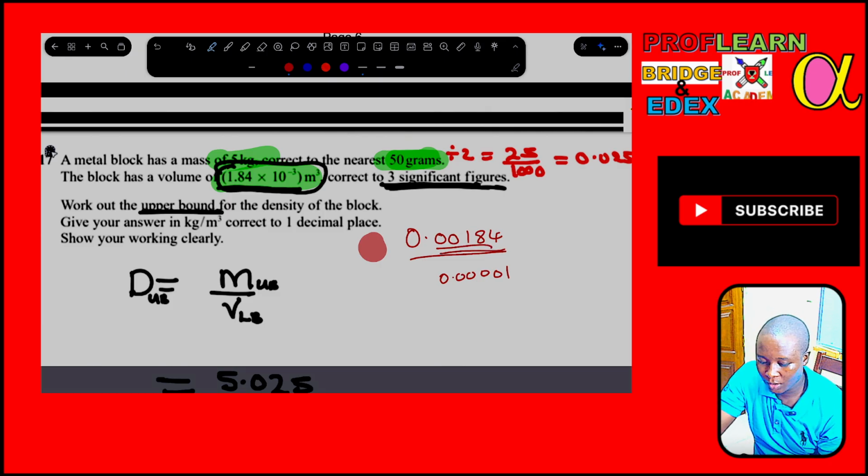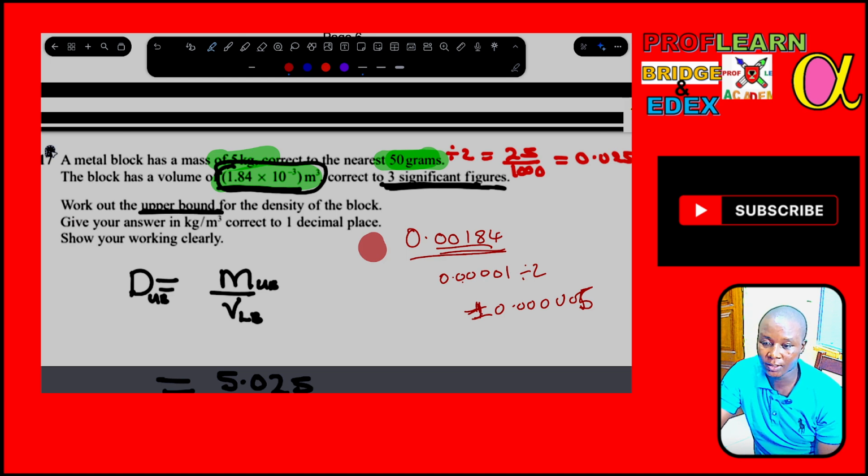Then that smallest unit divided by 2 so that we can be able to get the absolute value. So we are going to say plus or minus 0.00005. So that is what is added or subtracted, plus or minus that.